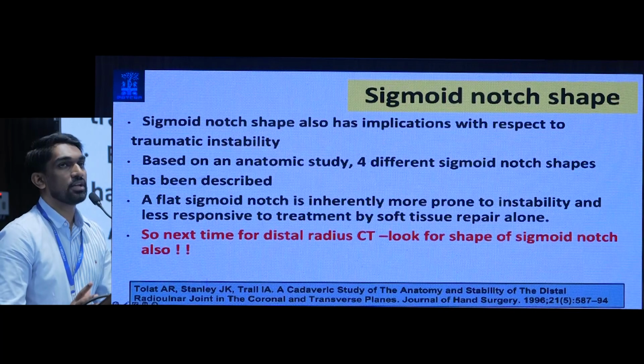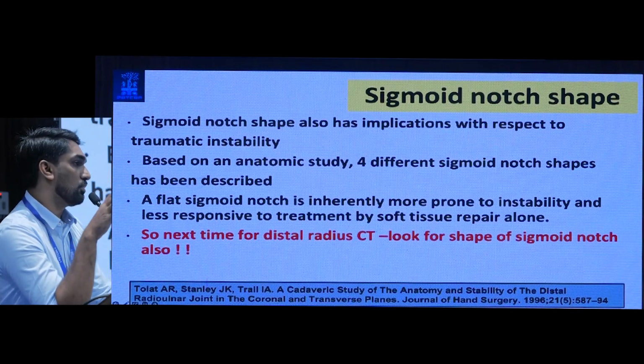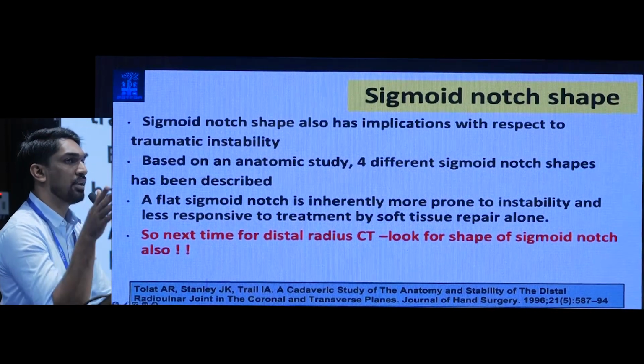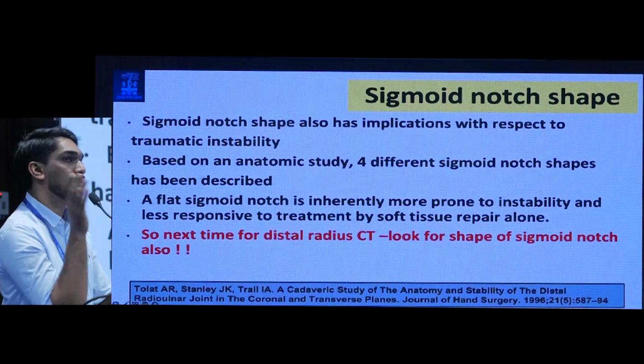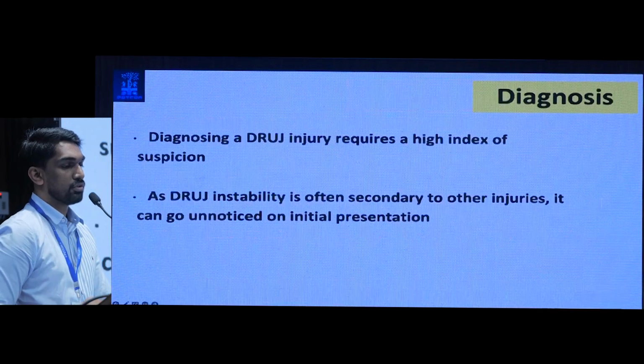So next time when you are getting a CT for a distal radius, you have to look at one more additional point: what is the shape of the sigmoid notch? If the shape of the sigmoid notch is flat, then you are dealing with something inherently prone to instability. So there should be some emphasis given to the DRUJ also.